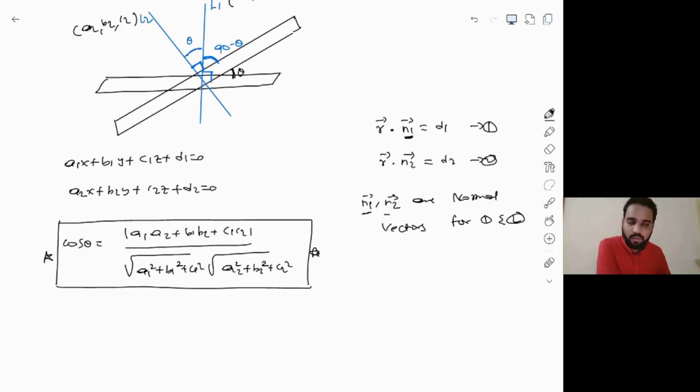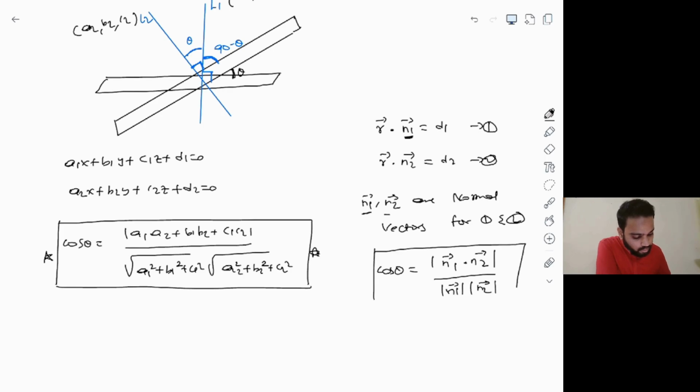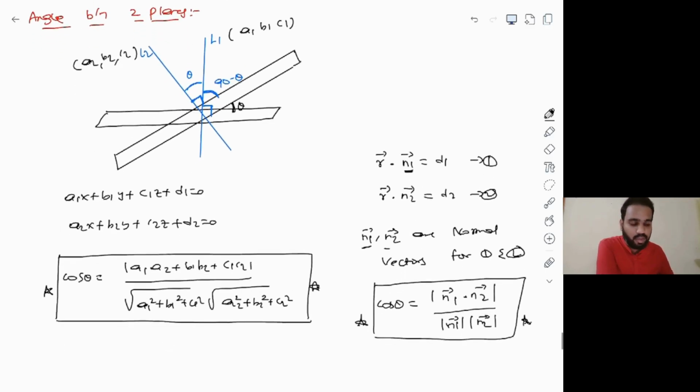So once again, if you want to find out the angle between two vectors, what will you do? You go for the cos theta formula. So cos theta is equals to n1 bar dot product with n2 bar whole divided by modulus of n1 bar multiplied by modulus of n2 bar. So this is how we do the question in terms of vectors. n1 dot n2 divided by mod of n1 into mod of n2. Okay. So this is for angle between two planes.